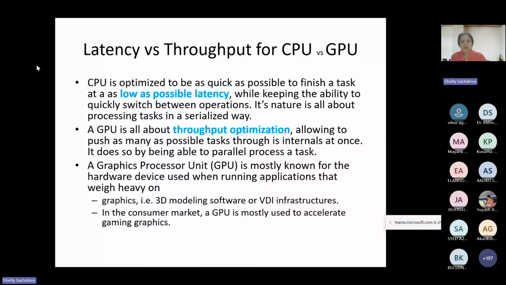Then GPU is all about throughput optimization, allowing it to push as many tasks as possible through its internals at once. So usually when we are doing parallel computation, the GPU is used for that, and it is good for gaming and graphics. So the GPUs are usually known for that particular purpose. To increase the throughput optimization, the GPU is basically being used, and a GPU usually has a parallel processor. So I will move further.